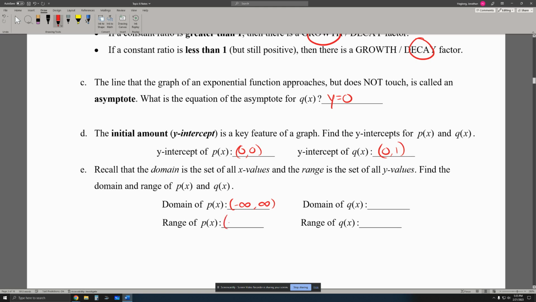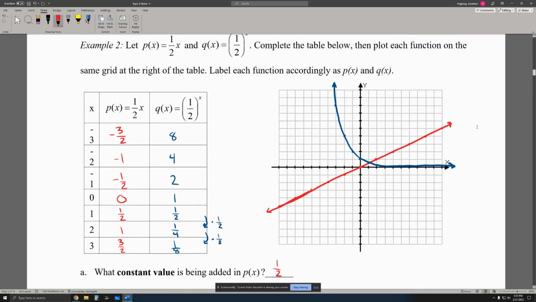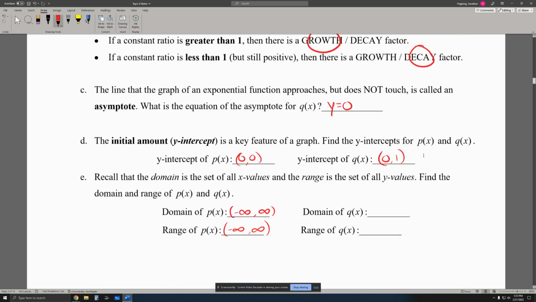The range, we can also say, is all real numbers because there's no function output that the function doesn't hit. So if we look at the graph, we're going to hit all y values. If we extend this infinitely in both directions, we're going to hit every single y value.